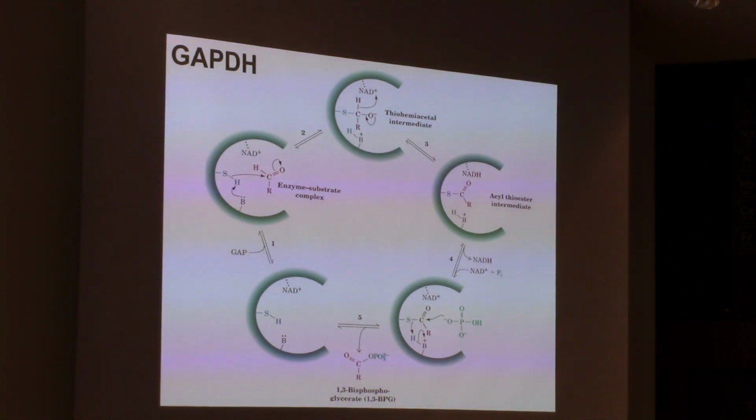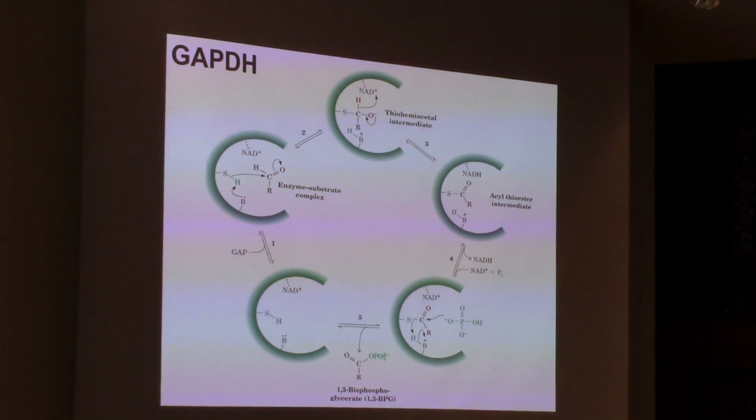And then that phosphate can attack that carbonyl there, and the histidine gives back its H to the thiol, and we get release of the products in the form of 1,3-bisphosphoglycerate. So this is the way that the reaction goes, these 5 steps. I want you to make sure you understand and know the thiohemiacetal intermediate and the acyl thioester intermediate.